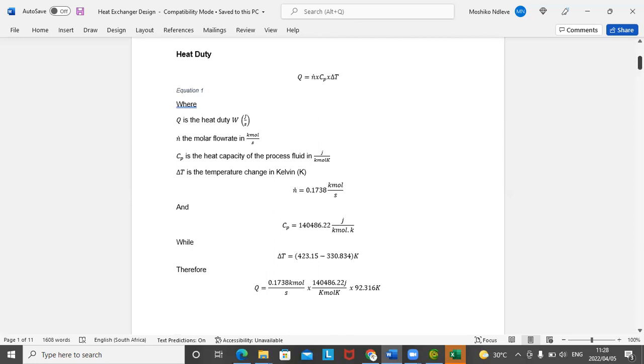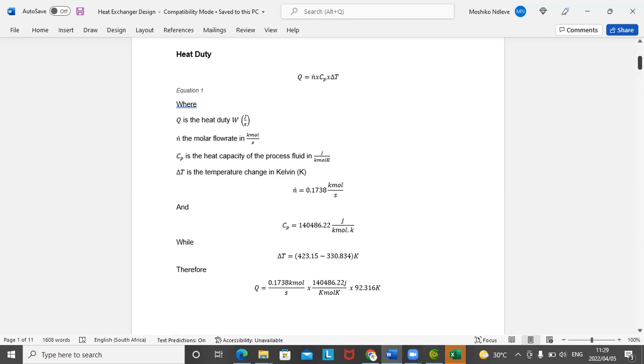Q is equal to number of moles times Cp times delta T. If you're using number of moles, you must make sure that your Cp is given in what? In joules per kilomole Kelvin. Whereas if you're using mass, you must make sure that it's given in joules per kg Kelvin. Just be careful of unit operations.